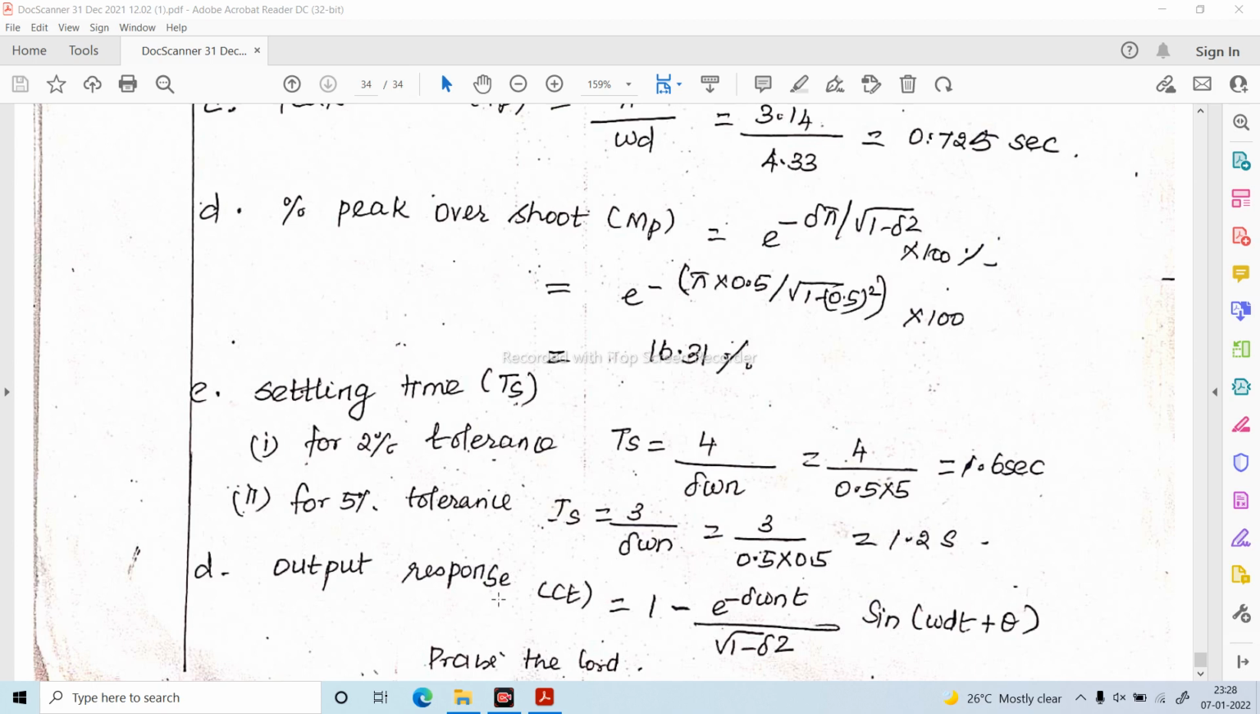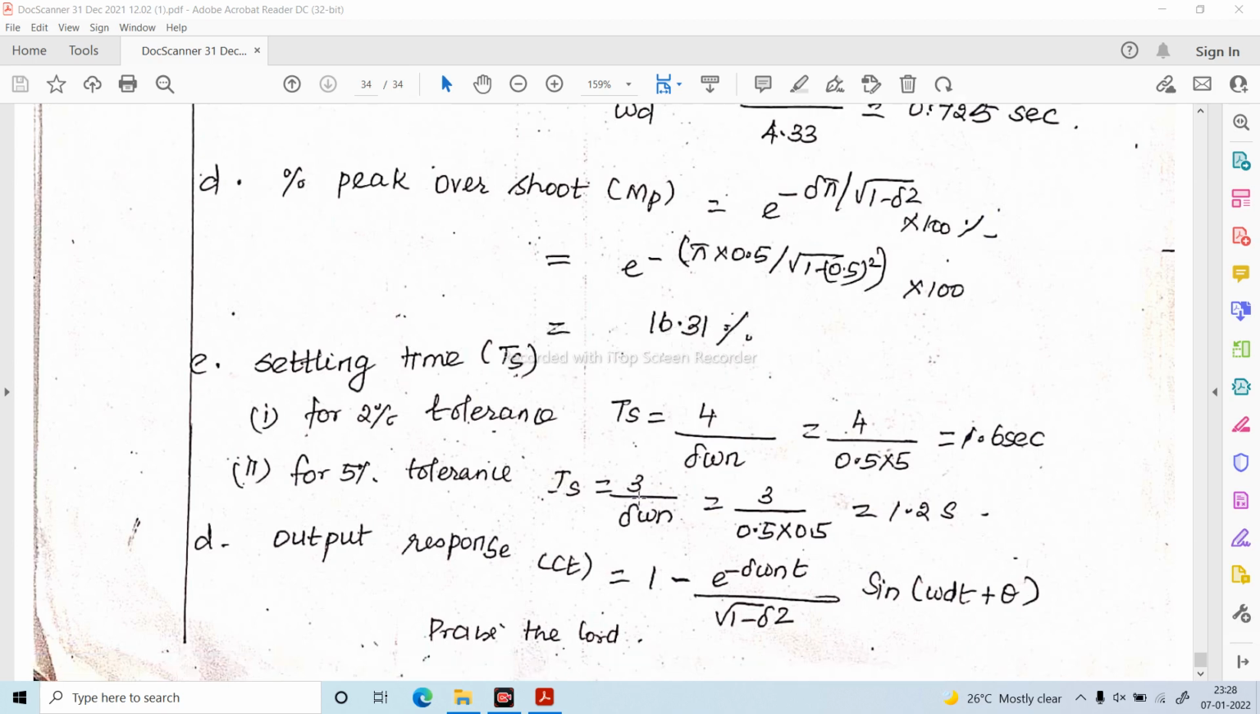Okay. It will reach the 5% tolerance, and next at 1.6 seconds, that is the 2% tolerance. The output response C of t is 1 minus e power minus delta omega n into t divided by square root of 1 minus delta square, into sin of omega d t plus theta. Here you have to put the value for delta omega n, and here you have to put the values for omega d and theta. Then you get the final output response.